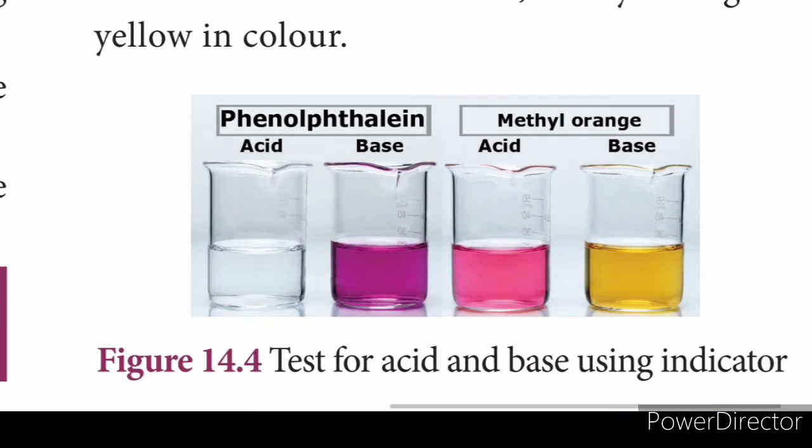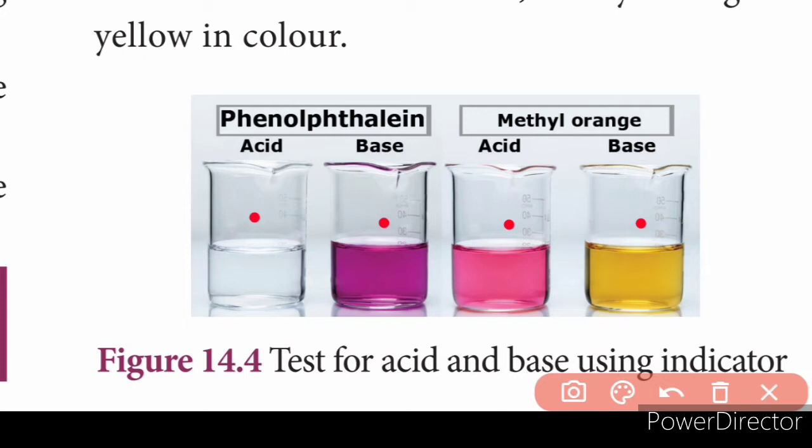That is given here with a picture. See, phenolphthalein in acid medium is colorless, it doesn't possess any color, whereas in base it gives pink color. Methyl orange in acid medium gets converted to pink color, whereas in base that orange color gets converted into yellow color.